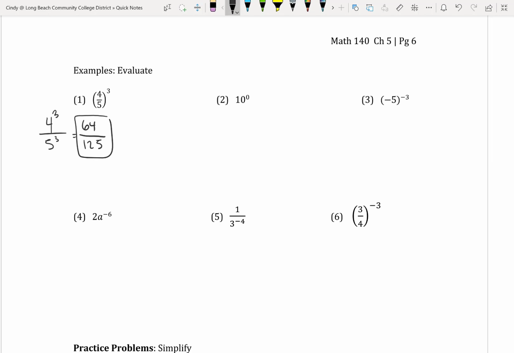Ooh, this is my favorite one. This is where it's just saying that it's to the 0 power, so my answer is just 1 by definition.